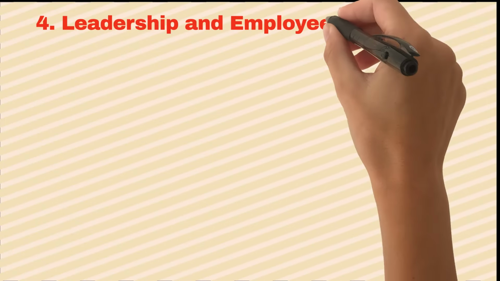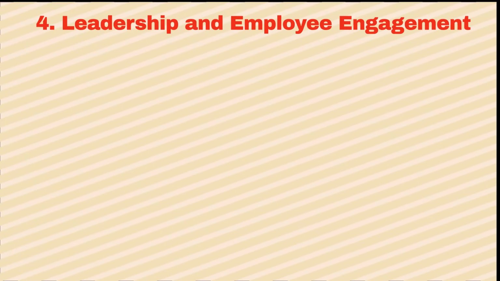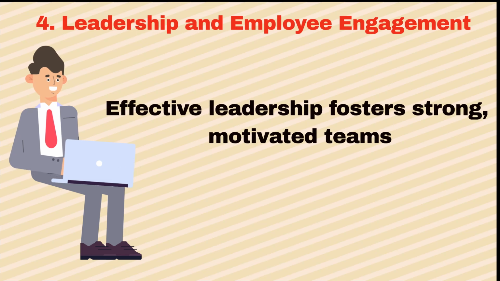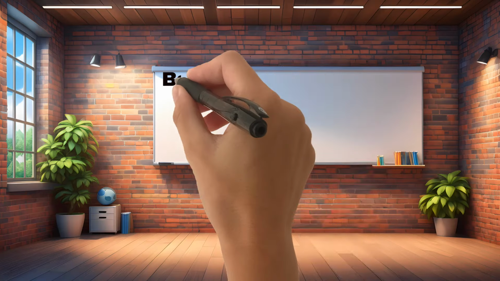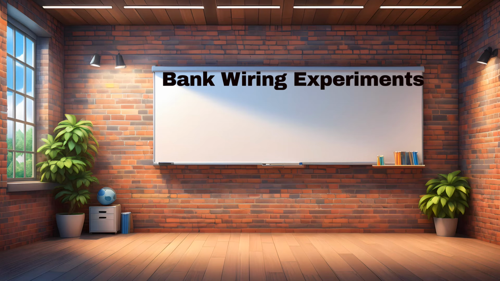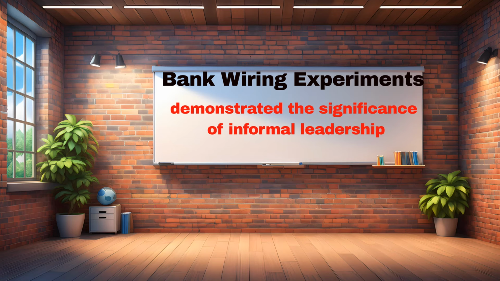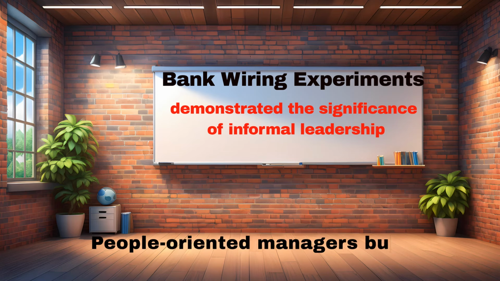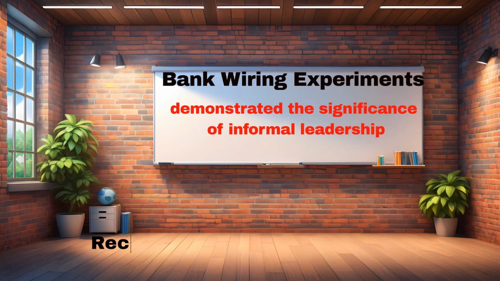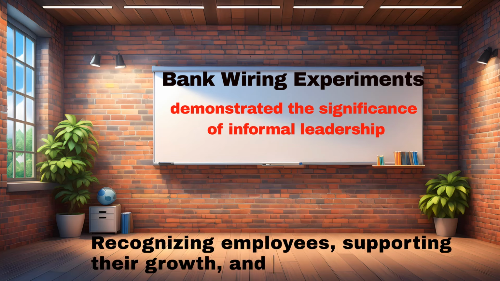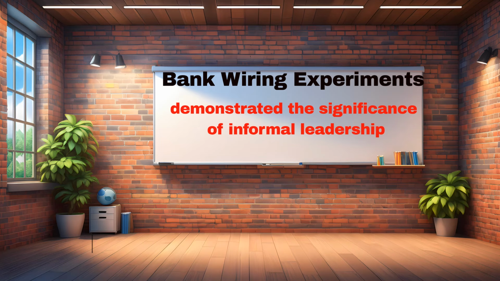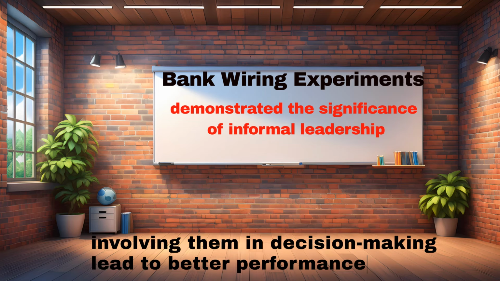Fourth is leadership and employee engagement. Effective leadership fosters strong and motivated teams. The bank wiring experiment demonstrated the significance of informal leadership, revealing that managers who adopt a people-oriented approach build strong teams. So we have to recognize employees, support their growth, and involve them in decision making for better performance.